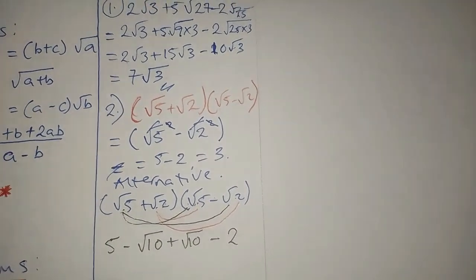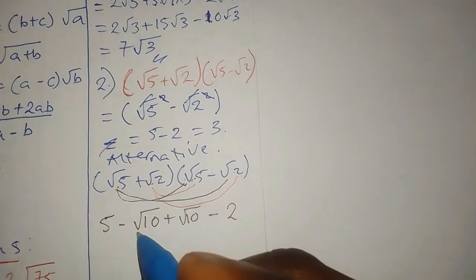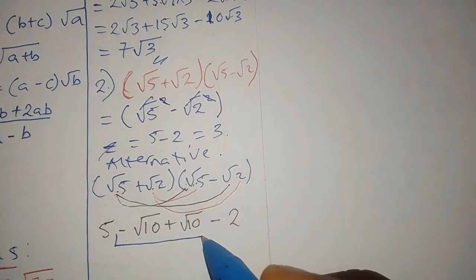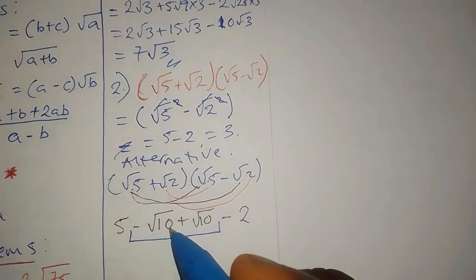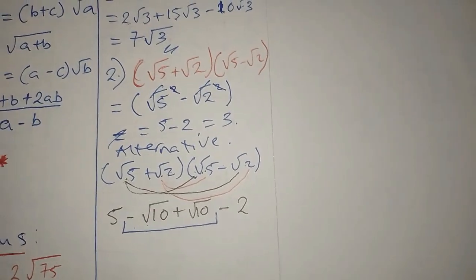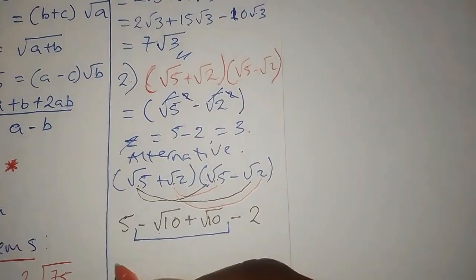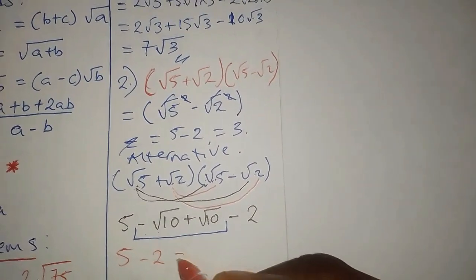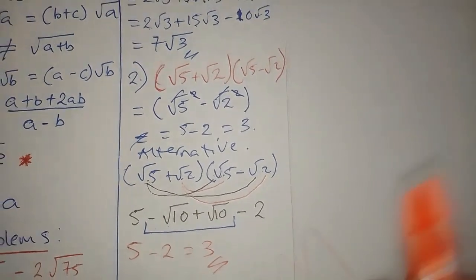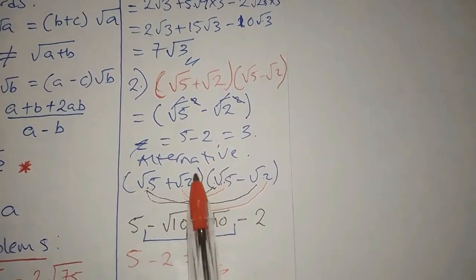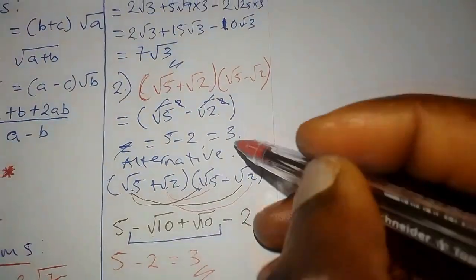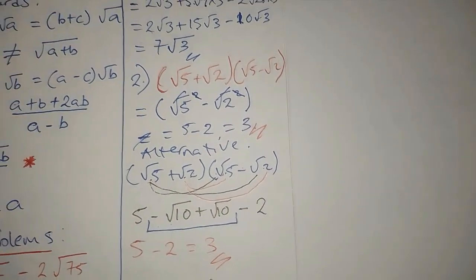You can see that in this case, minus square root of 10 plus square root of 10 will give us 0. That means that one has left the expression. So I'm left with 5 minus 2, which equals 3. Final answer. So you can use the first method that I used here to get your answer, or you use this method here.